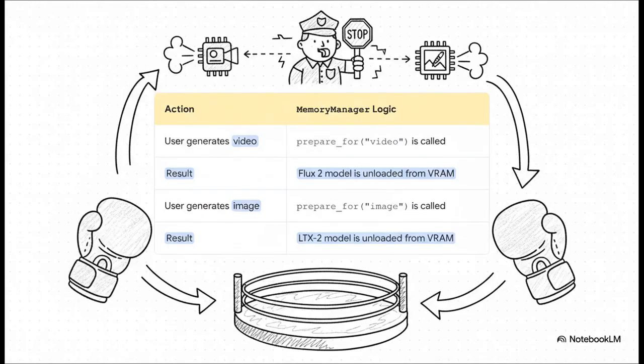So the solution is, you don't run them all at once. The developers built what is essentially a GPU traffic cop. They call it the memory manager. As you can see here, it enforces one simple rule. Only one heavyweight model gets to be in the ring at a time. When you go to generate a video, the image model gets booted from memory. Then, when you want to make an image, the video model gets kicked right out. It's this beautiful, elegant dance of loading and unloading models just in the nick of time.